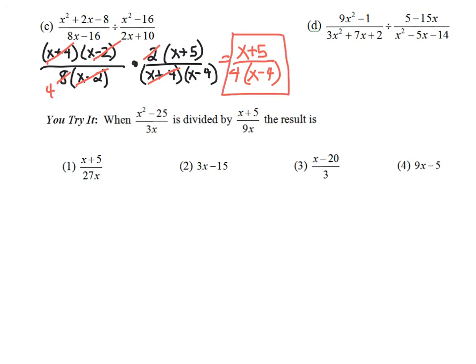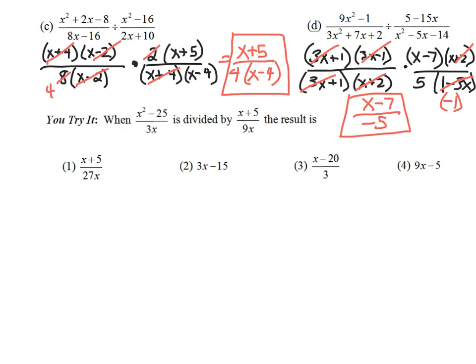Now take a few minutes and try exercise D and come back and check your work with mine. My answer is x minus 7 over negative 5. You'll notice that I did have a pair of opposite factors, 3x minus 1 and 1 minus 3x.